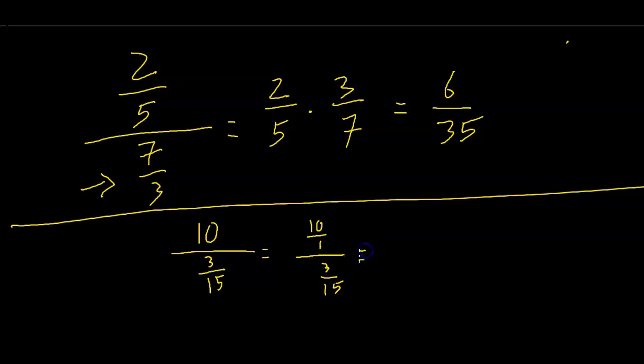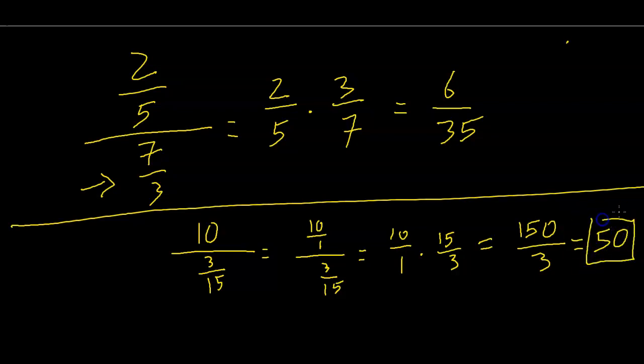So we keep our first fraction, 10 over 1, multiply by the reciprocal of the fraction we're dividing by. We're dividing by 3 over 15, so we're going to multiply by 15 over 3. All right, and then 10 times 15 is 150, divided by 1 times 3 is 3. And this will actually go in evenly. You can actually do 150 divided by 3, and the answer you'll get in this case would be 50.